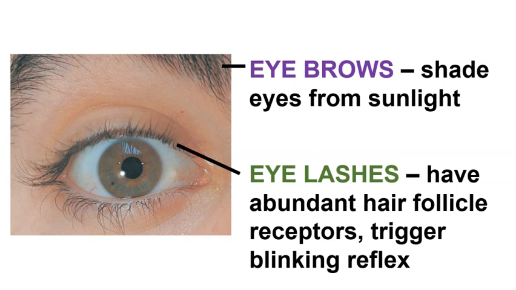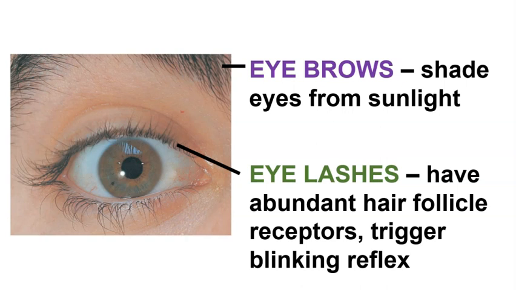So first we'll examine the hairs that are surrounding the eyes. And we have two varieties. We have the eyebrows and the eyelashes. Eyebrows function to shade the eyes from sunlight, and they also prevent sweat from trickling down from the forehead into the eyes. And the eyelashes are hairs that are very richly innervated by hair follicle plexuses or hair follicle receptors.